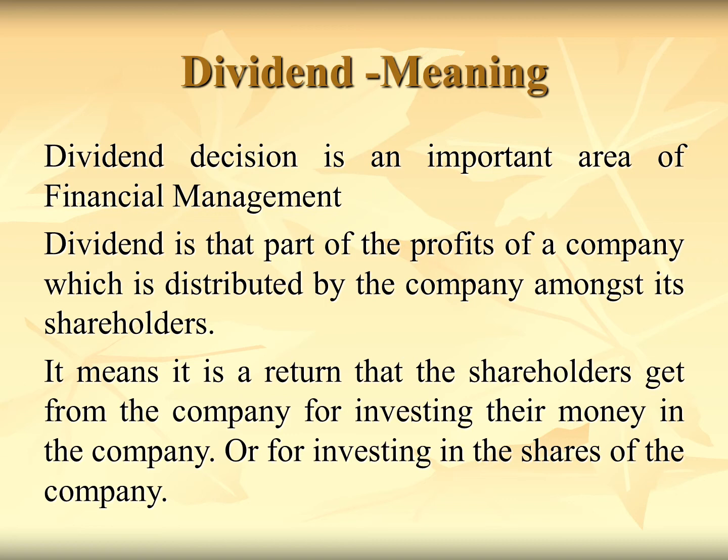The profit earned by the shareholder at the time of selling his investment is known as capital gain, and the part of profit given by the company to the shareholders is known as dividend. So dividend is a return that a shareholder gets from a company. For example, if I invest my deposits in some bank, I will be getting interest from the bank. But when I invest in the shares of some company, the return I get from the company will be in the form of dividend.